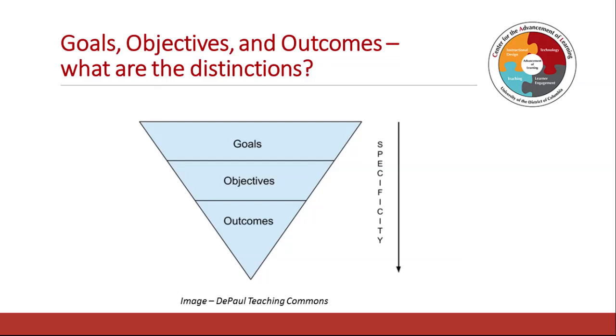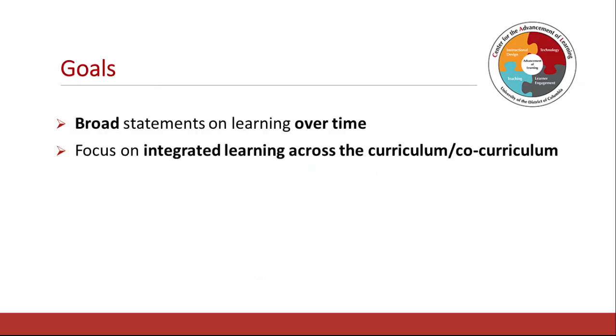Let's begin by featuring this helpful image from DePaul University's Teaching Commons site, which distinguishes these 3 terms through a lens of specificity. As you can see in DePaul's pyramid scheme, outcomes are more specific than objectives, which are more specific than goals. Let's focus on the broadest term first: goals.